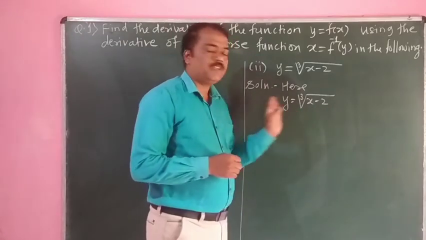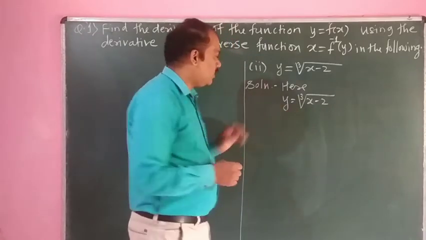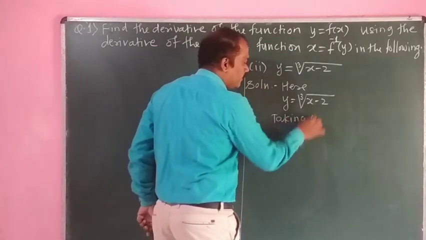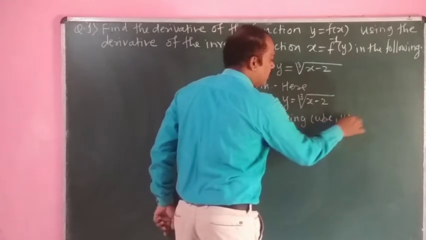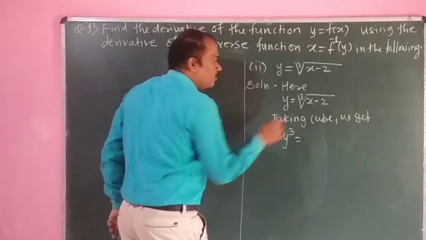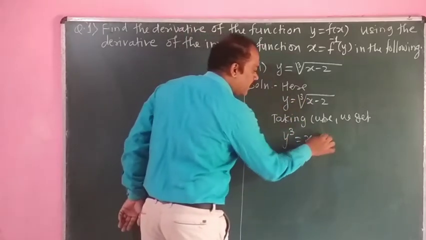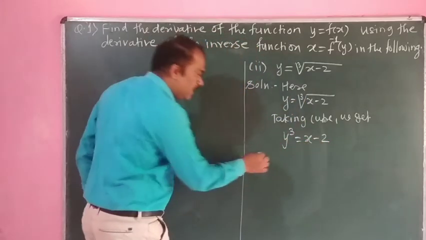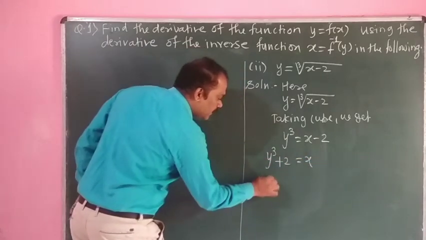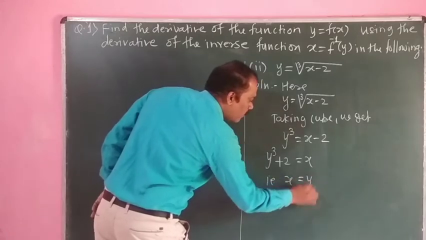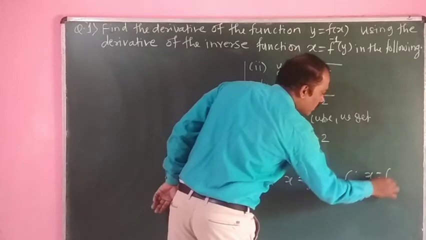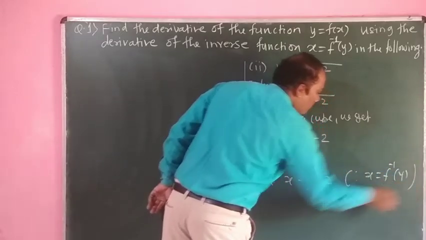So here y is equal to cube root of x minus 2. We take the cube on both sides. So what do we get? Taking cube, we get cube of y, that is y cube. Cube root and cube get cancelled, so we get x minus 2. Take this minus 2 to the other side, that is y cube plus 2 is equal to x. That is, x is equal to y cube plus 2, which is the required inverse function. That is x is equal to f inverse of y.